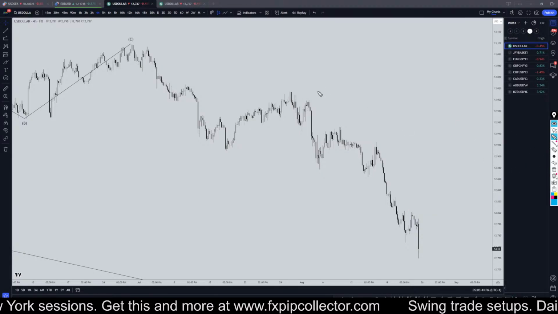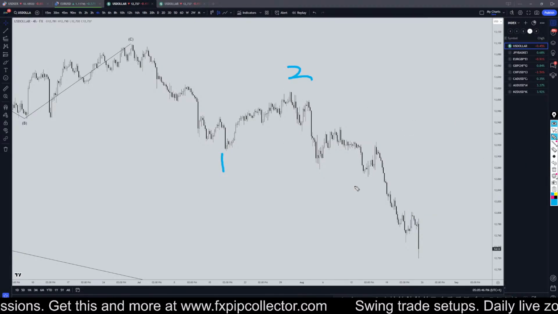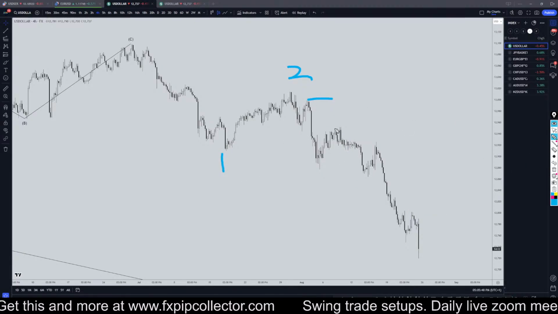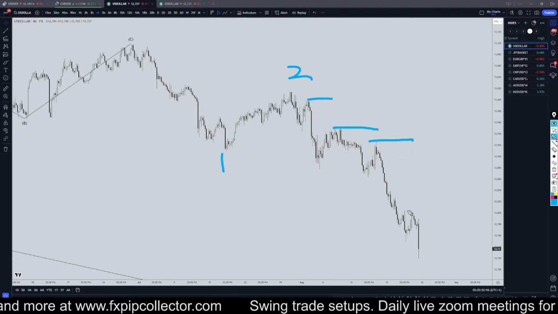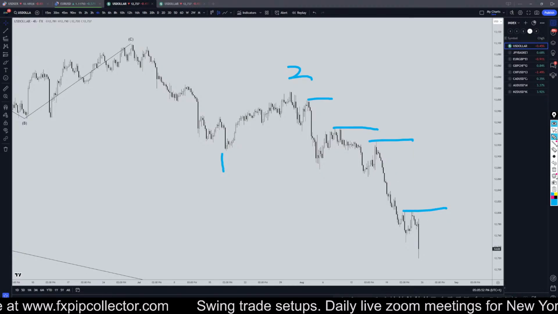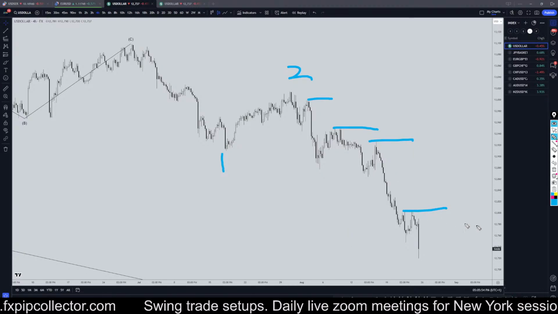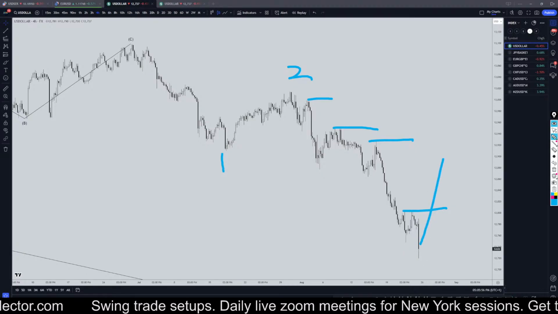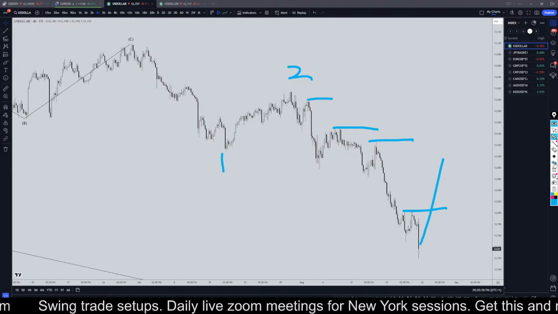Ever since this thing has ended a correction way back here, it's been lower high, lower high, lower high, lower high. Why is it that everybody thinks that they need to go down to the short time frames to go long on the dollar? It just baffles me.